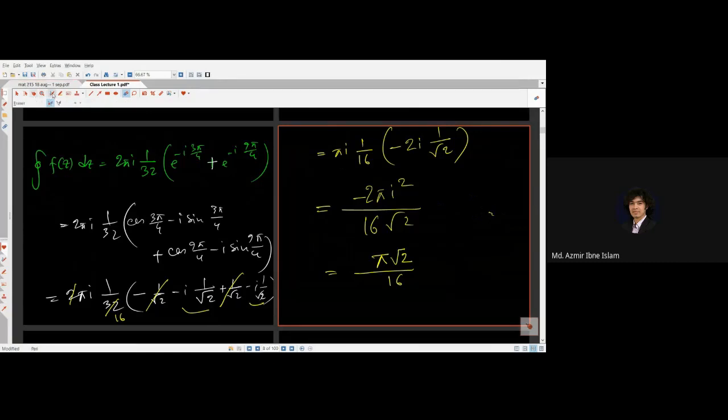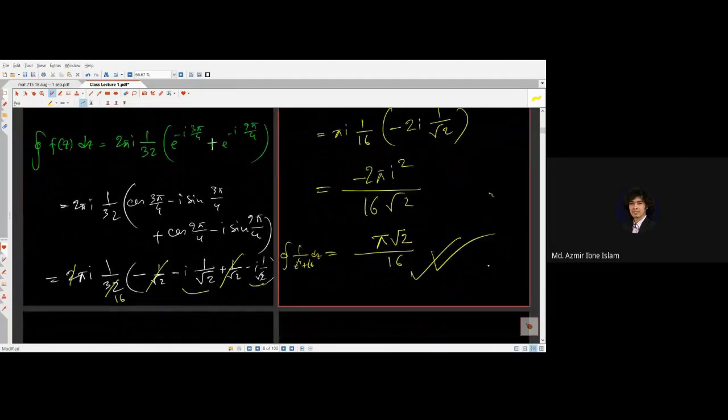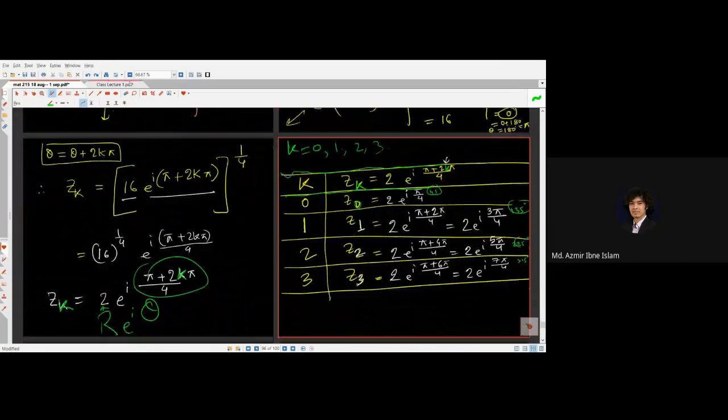This is the result for the integral of 1 over z to the power 4 plus 16 dz. Finally this is done. But the concept that we are applying, Cauchy's residue theorem, gets us stuck because we have to find the poles from this type of equation where the number of roots will be 4. That's why this problem is getting critical.